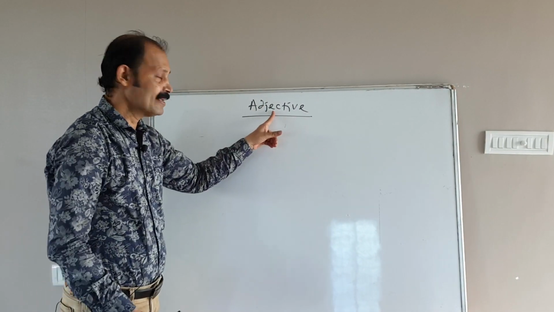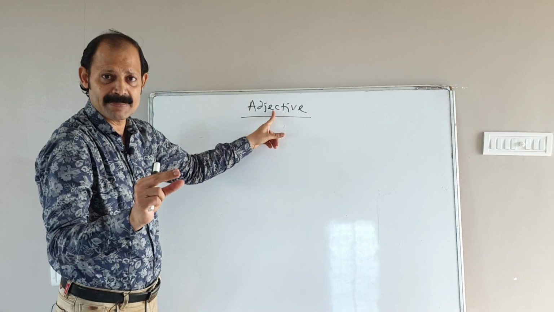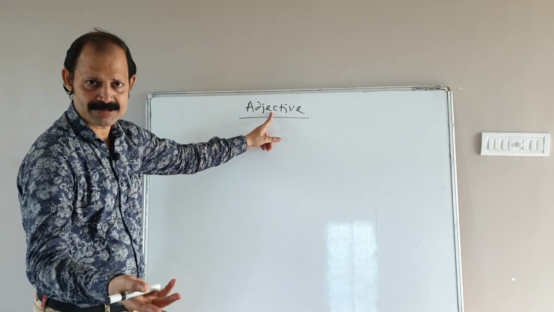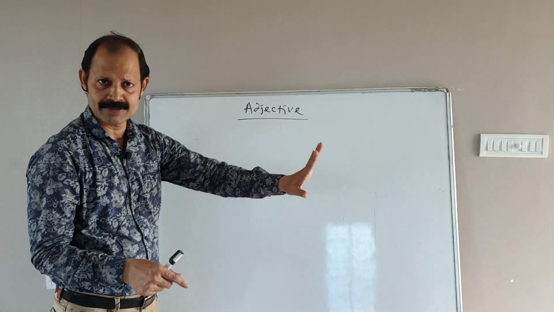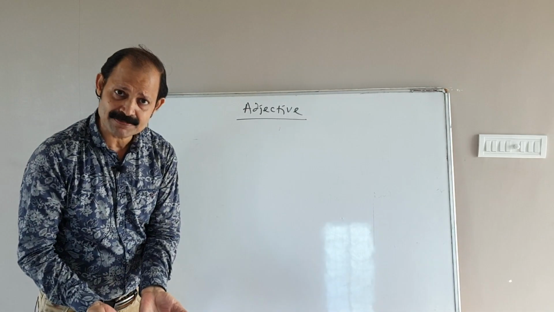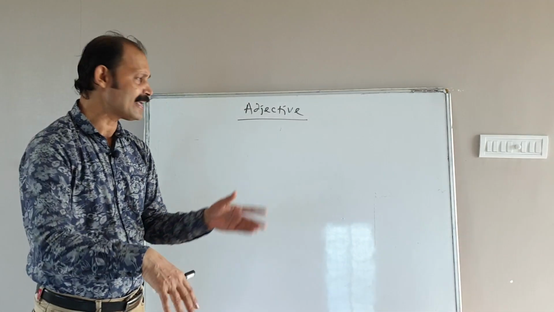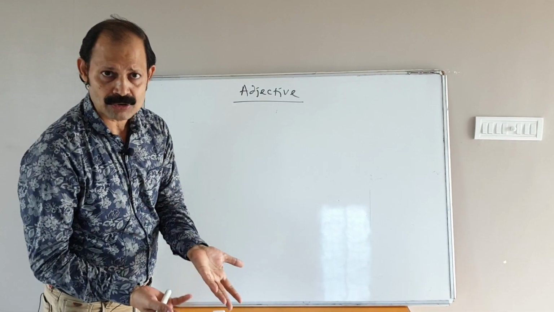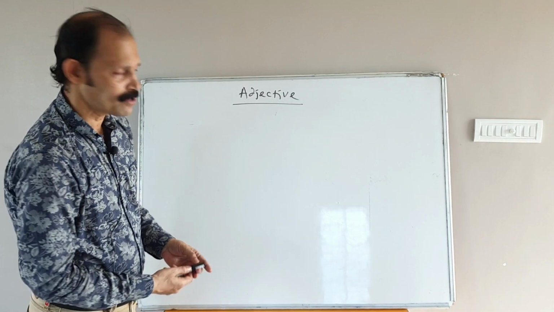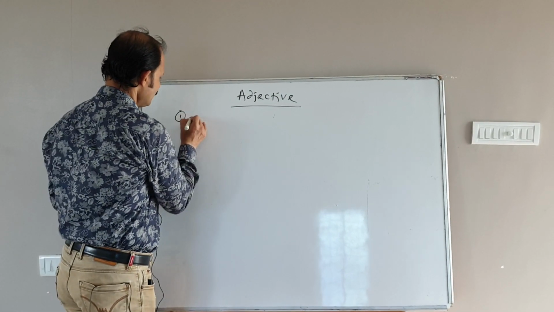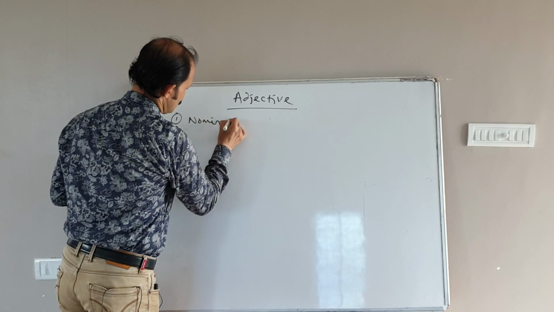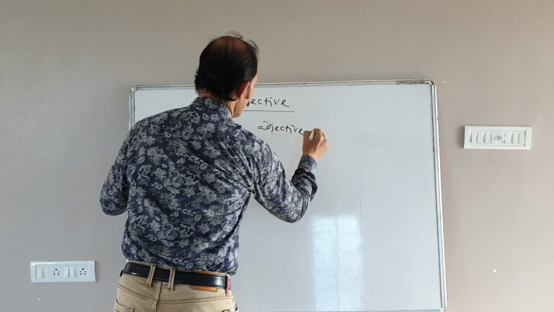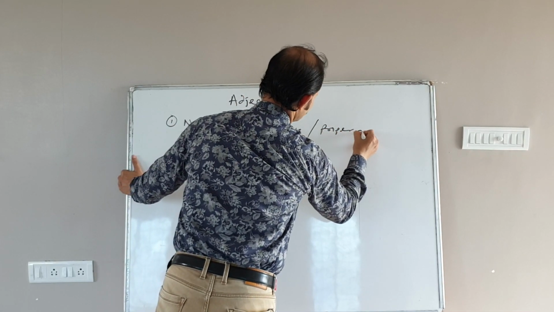First, what is an adjective? The word that describes the noun, or adds meaning to the noun, or qualifies the noun is an adjective. According to how it qualifies or describes the noun, adjectives are of different types, and according to their position, adjectives are also of different types. Now we have to discuss the different types of adjectives. First, it is the nominative adjective, also called the proper adjective.